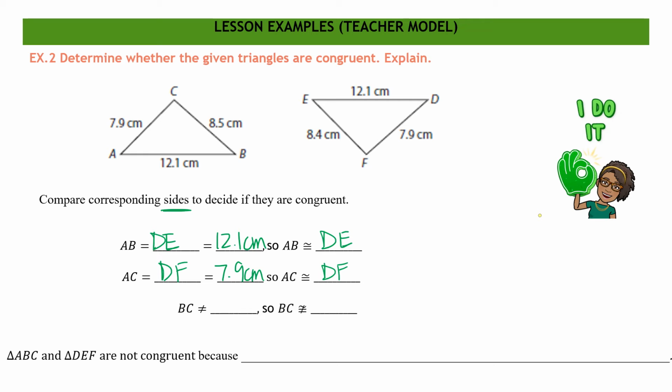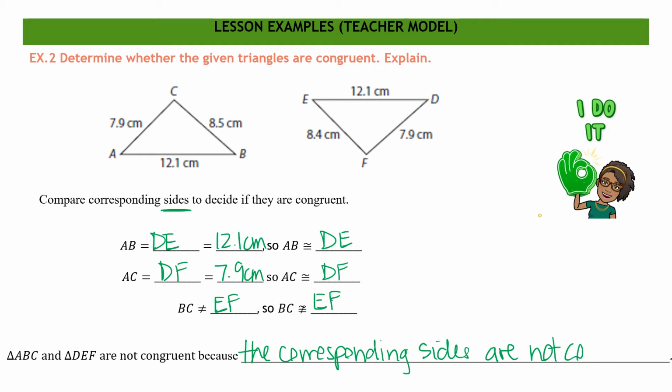But the last side, BC, I see is 8.5 centimeters. And looking at the second triangle, I have side EF as being 8.4 centimeters. So I can determine that these side lengths are in fact not equal to each other. And if they are not equal to each other, then we know for sure that they are not congruent. So we can conclude that triangle ABC and triangle DEF are not congruent because the corresponding sides are not congruent.